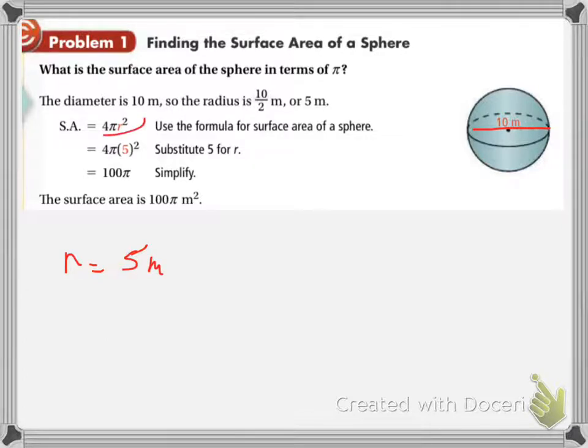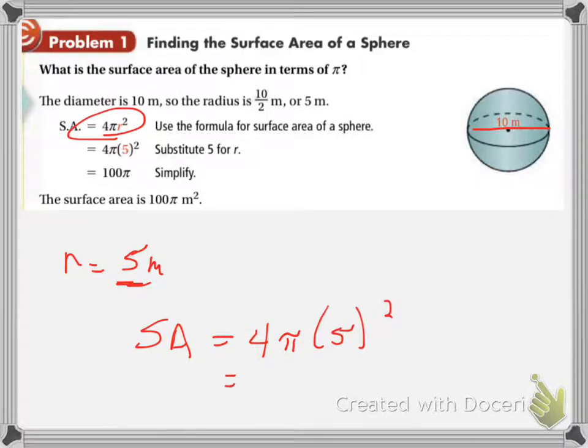Surface area is this formula, 4 pi r squared. So I'm just going to plug this 5 in there. Remember, when they want it in terms of pi, don't hit the pi button. So surface area is going to be 4 times pi times 5 squared. And just like I said, punch in your calculator, don't hit the pi button, you end up with 100 pi meters squared.